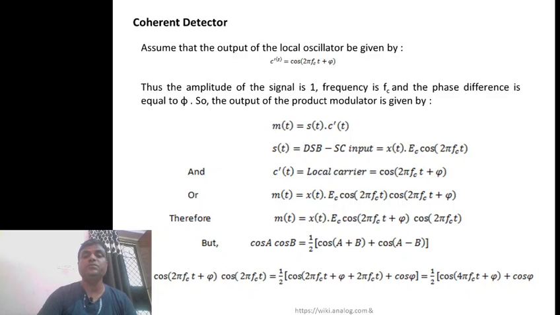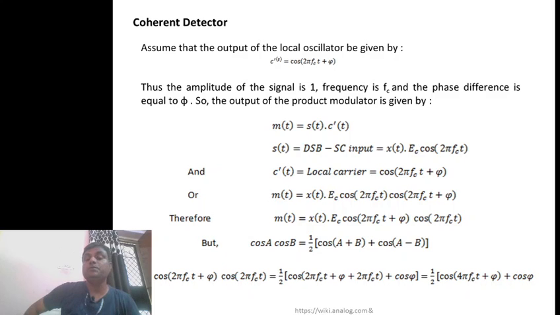In the case of coherent detection, the output of the local carrier oscillator is given by cos 2 pi fct plus phi. Actually phi is equal to 0, but for the sake of convenience, we know that if you generate a carrier with a device, some phase shift is present. So to consider this phase shift, we take cos 2 pi fct plus phi. Otherwise, in the ideal case, phi equals 0 and ct is equal to cos 2 pi fct. Thus the amplitude of the signal is 1 and the frequency is fc. The phase difference is equal to phi.